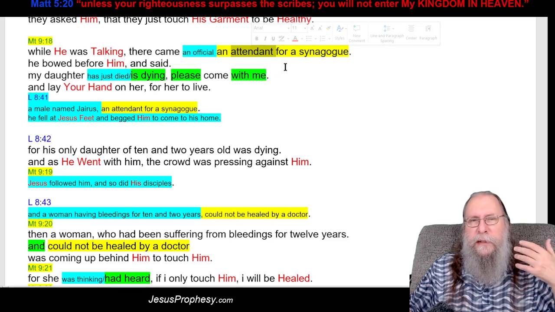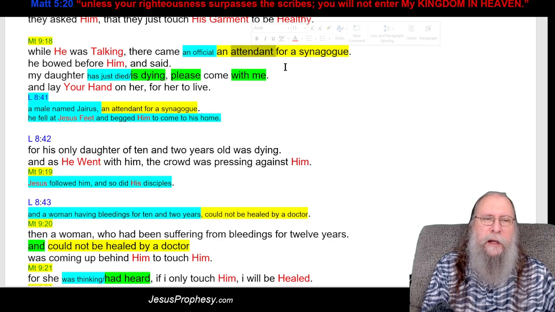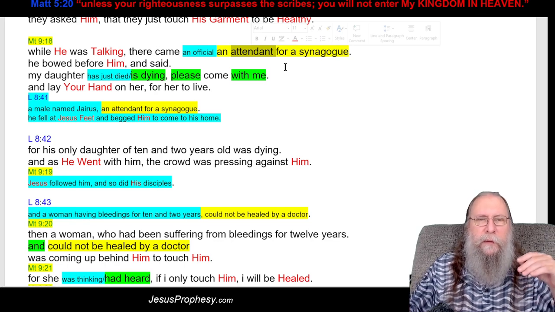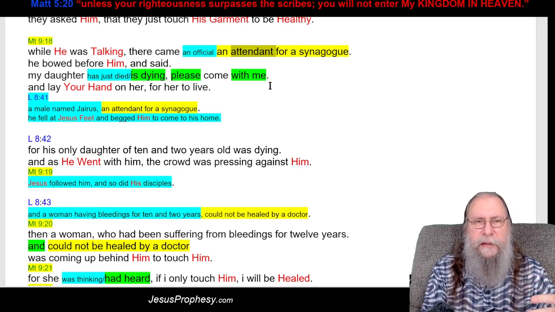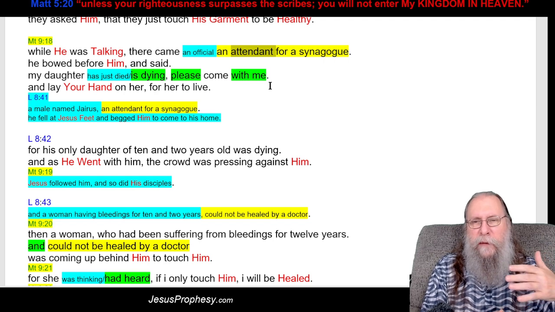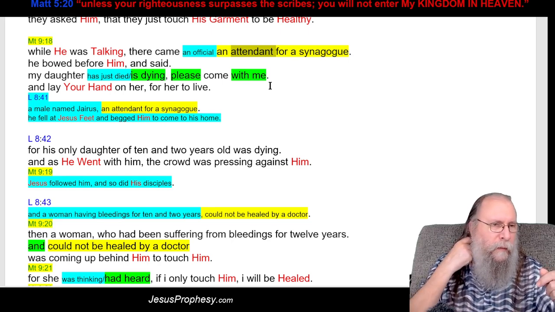And I'm saying attendant because it's the lower tier of those that come from a synagogue. Because you'd have the priest, you'd have the scribe for that priest to help them interpret the text, and then you would have the attendant that goes and gets the scrolls for them and things like that, or what they want to read or teach from.